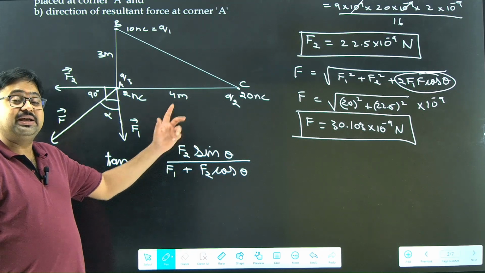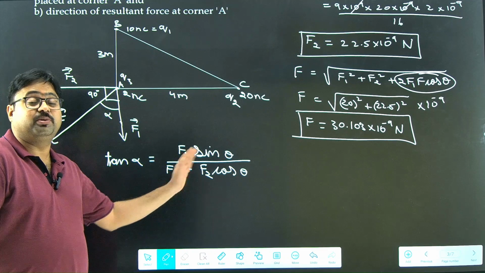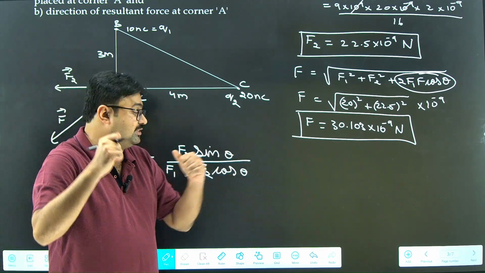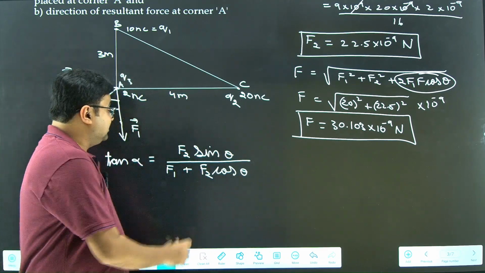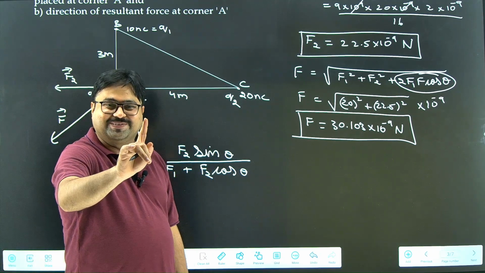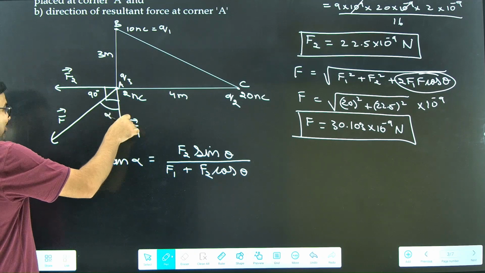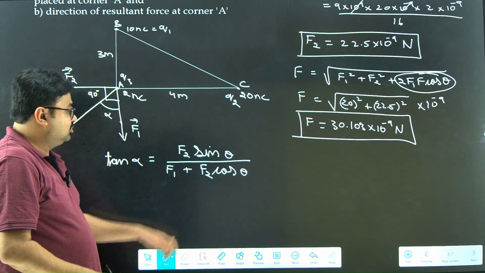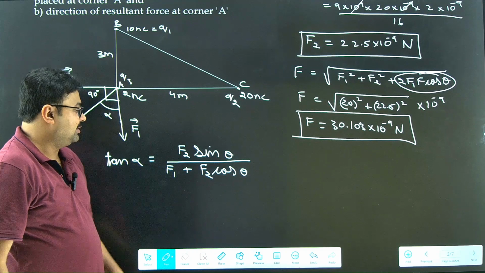What is the logic? Why did I not write f1 sin theta divided by f2 plus f1 cos theta? Because please remember this logic. The formula has a structure. Sin and cos stick to that vector to which alpha does not stick to. So alpha sticks to f1. It does not stick to f2. So sin and cos get multiplied with that. That's the trick. Please remember it.